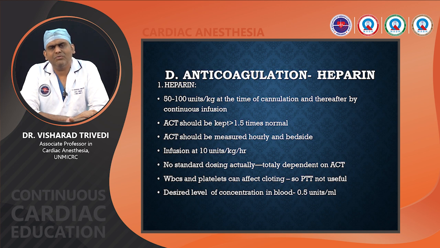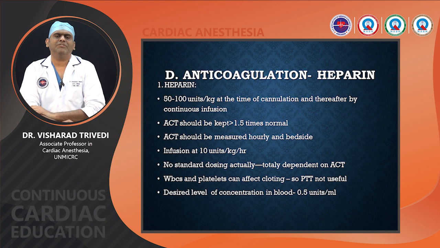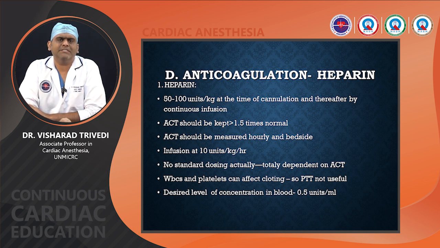There is no standard dosing of heparin as such, because the relative efficacy of heparin differs in every patient. So depending on the ACT values, you have to change the dose of the heparin. WBC and platelets can affect the clotting, so APTT should also be looked at, and the desired level of heparin concentration in blood is 0.5 units per ml. That is not relevant as such.